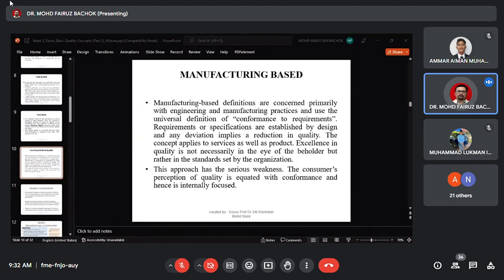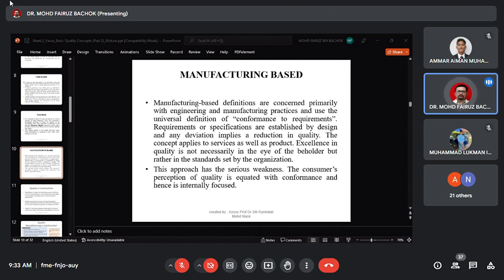But one thing to remember is that excellent quality here is not excellent in the eyes of the beholder, but the standard set by the organization. The beholder also means your customer. You focus on your product, on the standard set by the organization, like for example a serum. You focus on that, but not on the customer. This kind of product is still needed by the customer, but not by the mass of customers, only by a special customer. It is not for all customers.